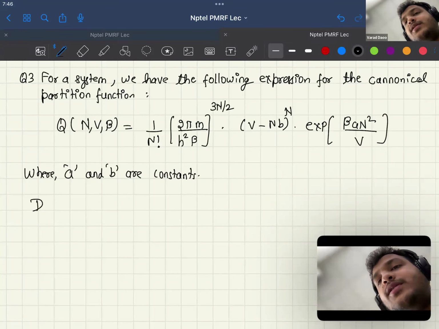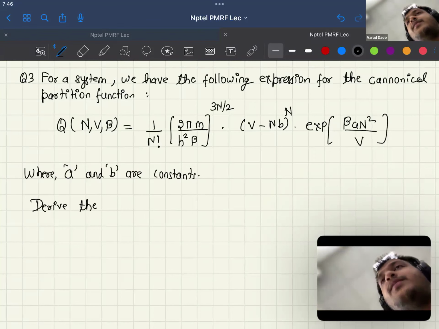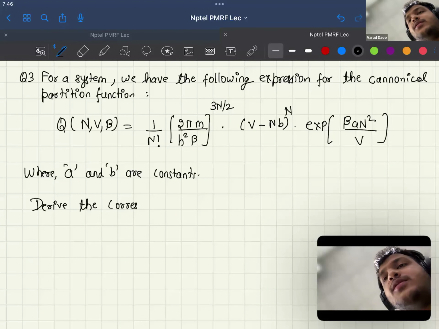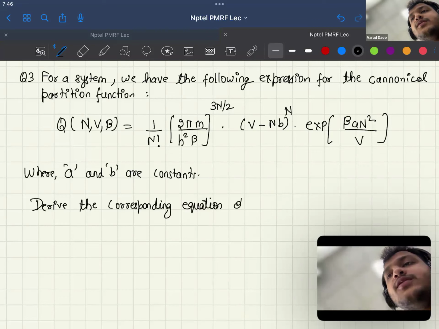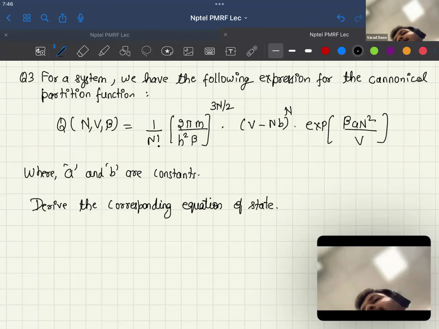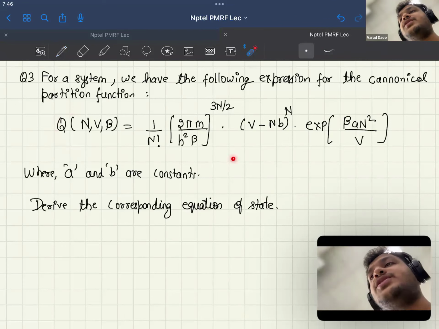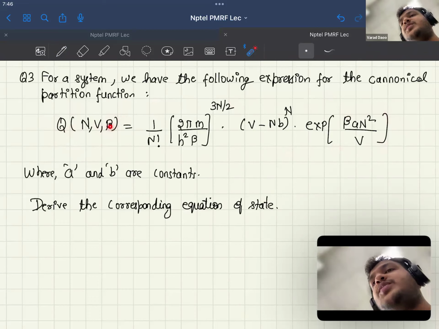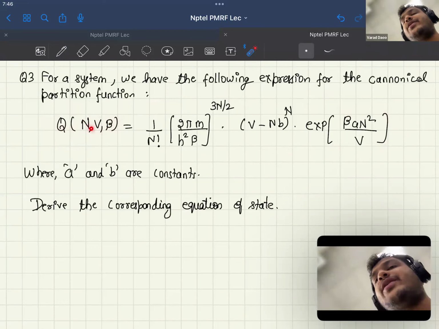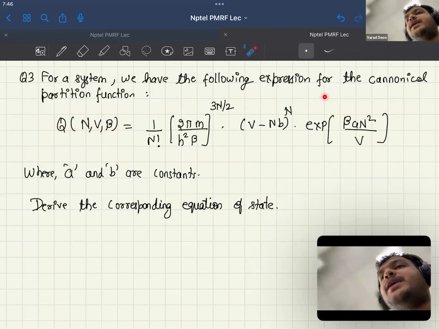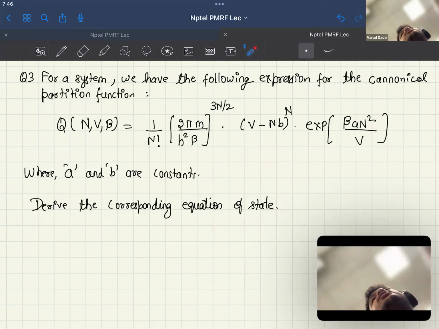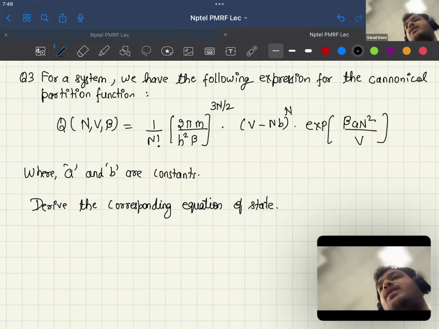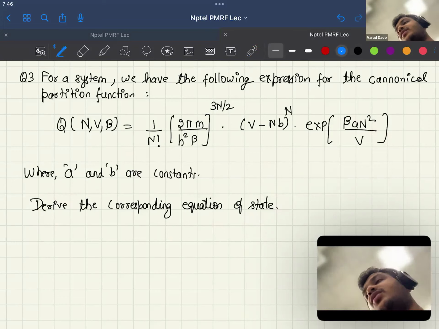We are asked to derive the corresponding equation of state. So what we are given is a partition function for a system, and clearly this β is going to be a function of temperature, that is, the Boltzmann factor 1/k_BT. That is already known. This is a canonical partition function, as this is a function of N, V, T, right? And what we are asked is to find the corresponding equation of state, right? So I hope the question is clear to everyone, and I'll wait for a couple of minutes, let's say 5 minutes, for you to attempt it, and after that I will solve it. Okay.